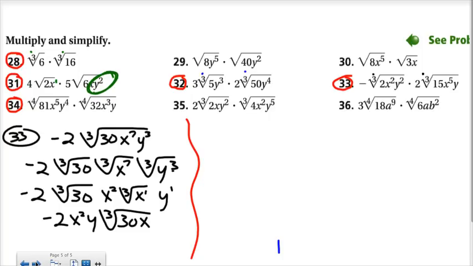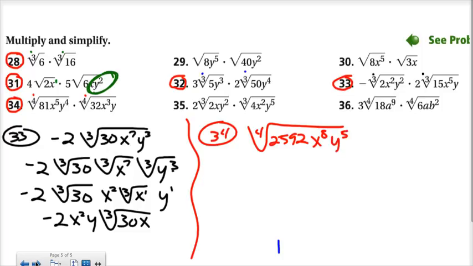All right, one more to go, number 34. So I check for my indices and I see that they're both 4. That's great, but I've got some kind of obnoxious numbers underneath there. So I'm going to go ahead and multiply underneath the radical, though I have my 2 radicands there. 81 times 32 happens to be 2,592. And then, because I'm multiplying similar bases, I add the exponents. So it will be x to the 8th because 5 plus 3 is 8, and y to the 5th because 4 plus 1 is going to give me 5.